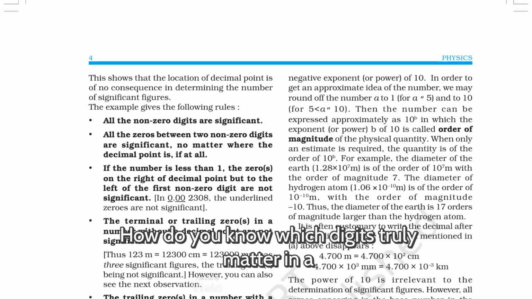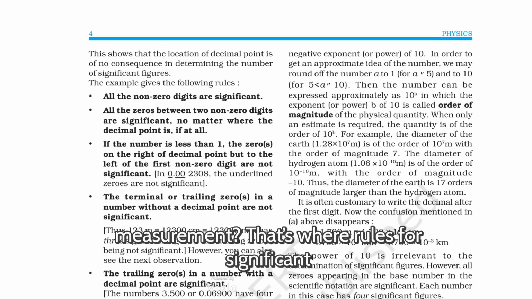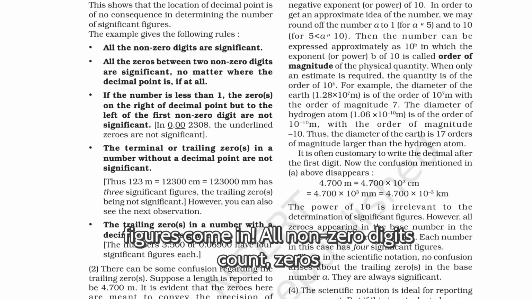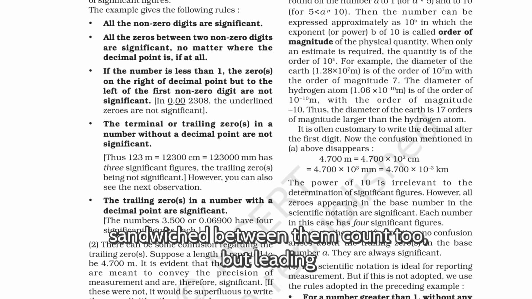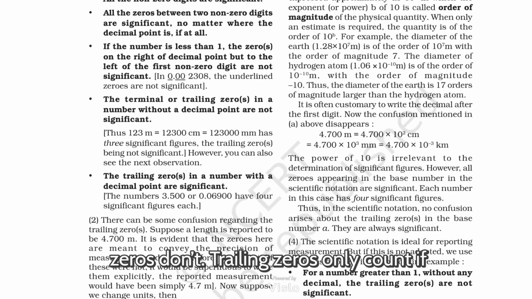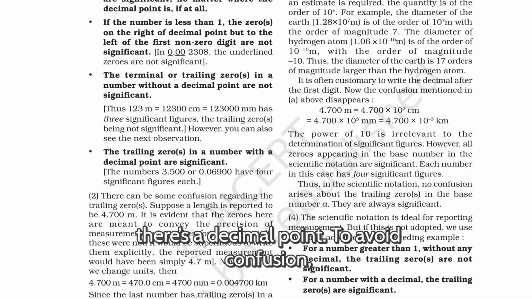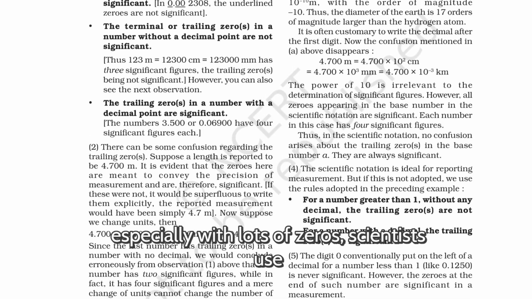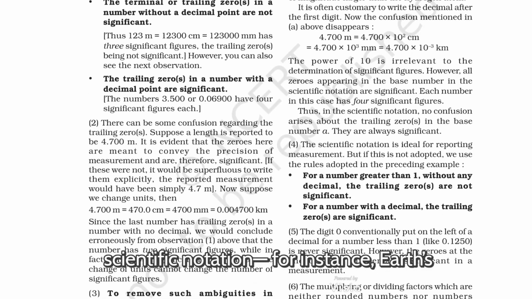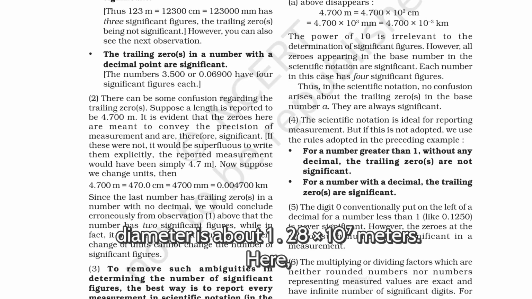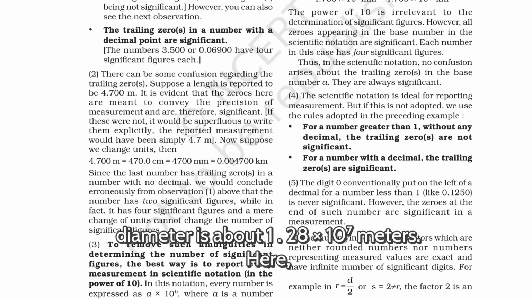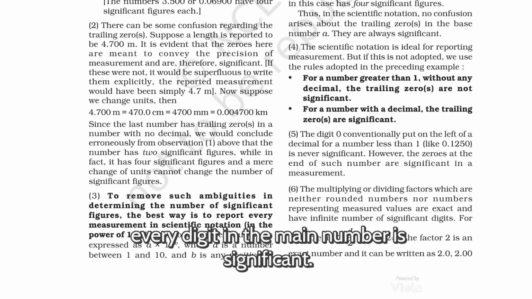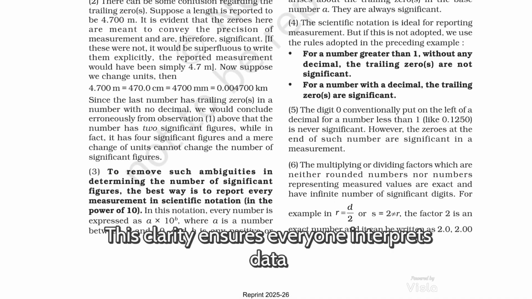How do you know which digits truly matter in a measurement? That's where rules for significant figures come in. All non-zero digits count, zeros sandwiched between them count too, but leading zeros don't. Trailing zeros only count if there's a decimal point. To avoid confusion, especially with lots of zeros, scientists use scientific notation. For instance, Earth's diameter is about 1.28 times 10^7 meters. Here, every digit in the main number is significant. This clarity ensures everyone interprets data the same way.